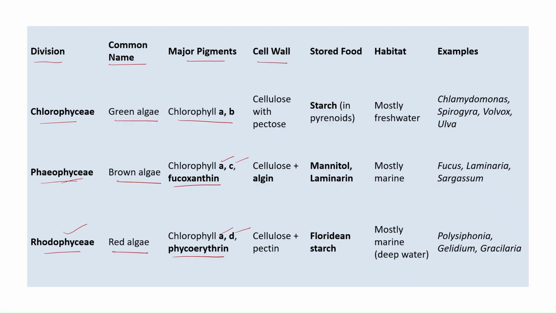The cell wall is made up of cellulose with pectose in Chlorophyceae, cellulose plus algin in Phaeophyceae, and cellulose plus pectin in Rhodophyceae. The food is stored as starch in Chlorophyceae, as mannitol and laminarin in Phaeophyceae, and Floridean starch in Rhodophyceae. Habitat: Chlorophyceae is present mostly in freshwater, Phaeophyceae mostly in marine, and Rhodophyceae mostly marine, that is in the deep water. Examples for Chlorophyceae are Chlamydomonas, Spirogyra, Volvox and Ulva. For Phaeophyceae: Fucus, Laminaria and Sargassum. Examples for Rhodophyceae are Californica, Gelidium and Gracilaria.